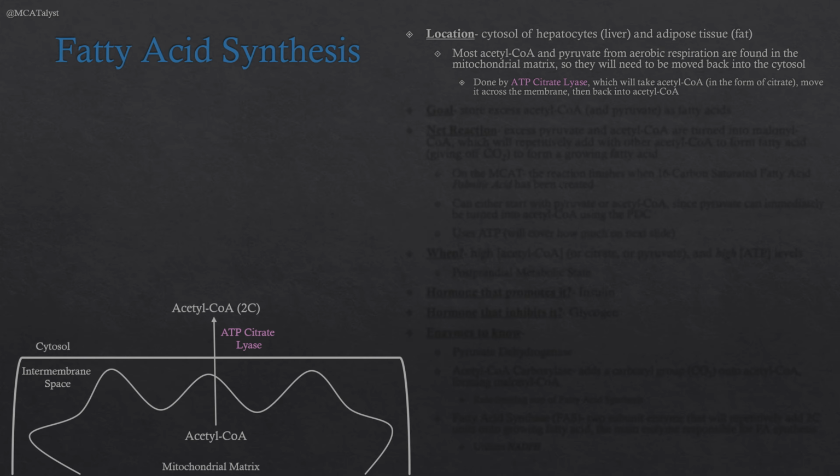Conversely, if we did need to keep making ATP, we could also just send this acetyl-CoA through the Krebs cycle. But for right now, with what we're talking about with fatty acid synthesis, we're wanting to store this acetyl-CoA, so we're going to move it to the cytosol. Again, that's done by ATP citrate lyase. And we're going to be storing this excess acetyl-CoA, and technically pyruvate, we'll make a comment about that in a second, as fatty acids, our long-term sort of emergency storage.